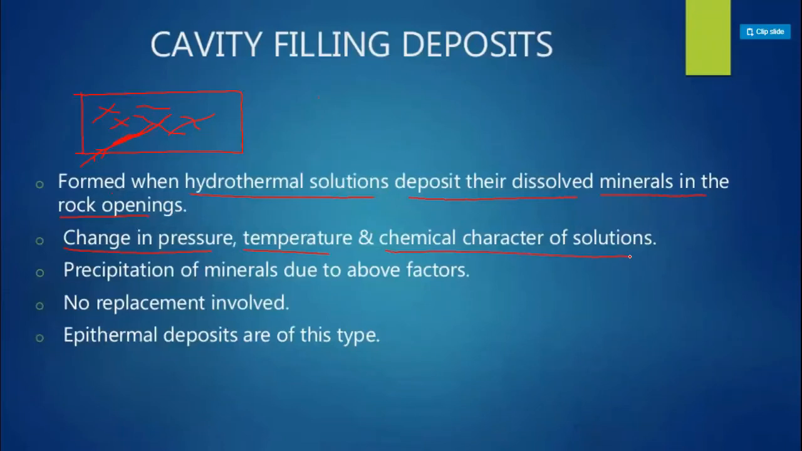So what happens? Every mineral like gold, copper, silver has some melting point, and if the temperature goes below the melting point, obviously there will be precipitation or crystallization of that mineral. So there will be change in temperature, change in pressure, and change in chemical character. Sometimes due to some reaction, the mineral gets separated from the ore body. So, precipitation of mineral is due to the above factors.